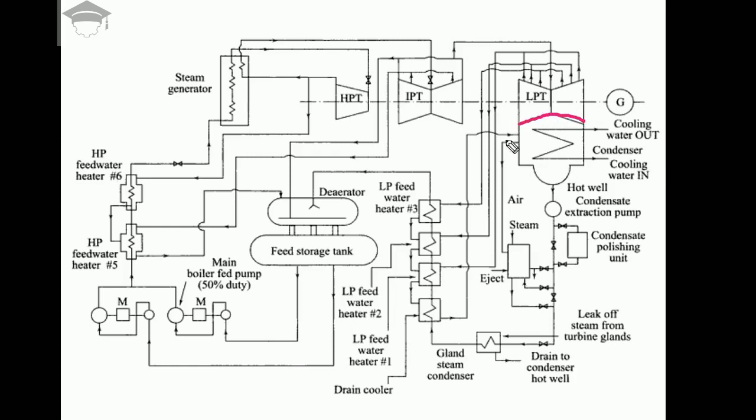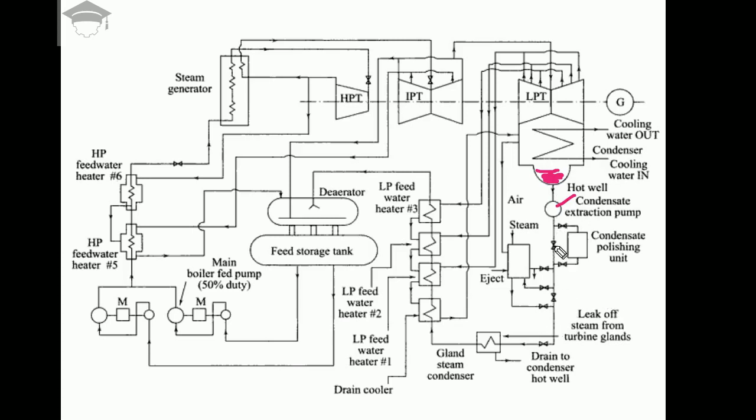This entire body is a condenser, in which we circulate cooling water. This cooling water picks up the heat from the steam and takes the heat out to a secondary system. Now this steam gets condensed, and using a condensate extraction pump, this is the condensate extraction pump, the steam that has been converted into hot water is pumped further in the process.